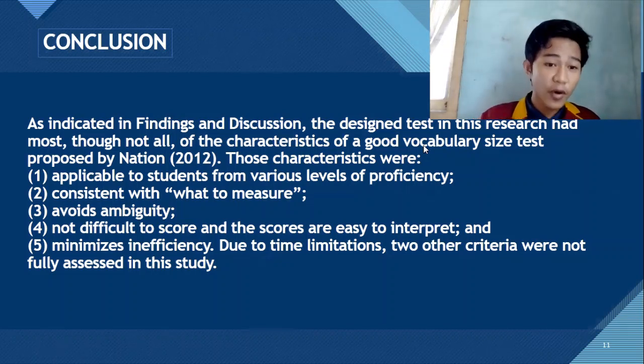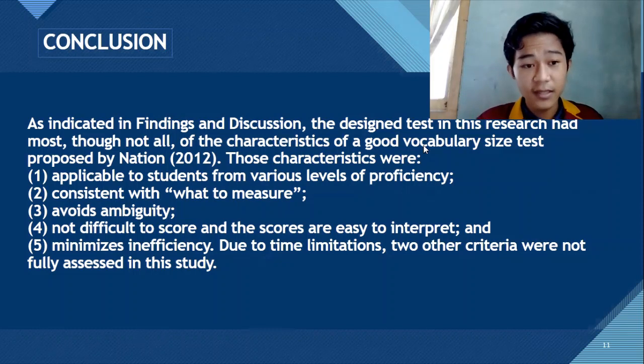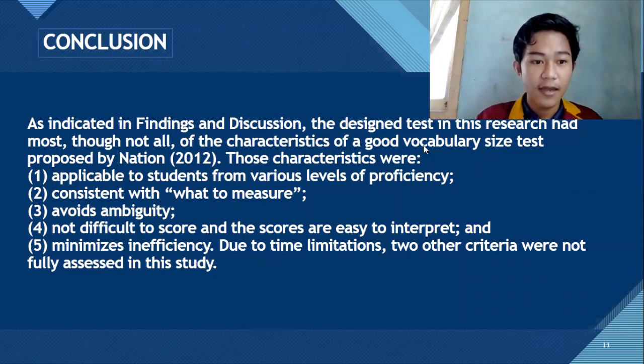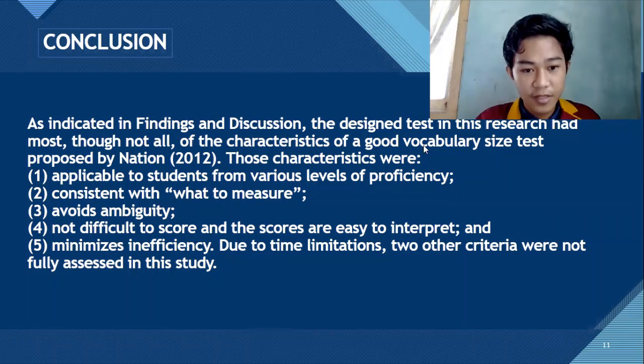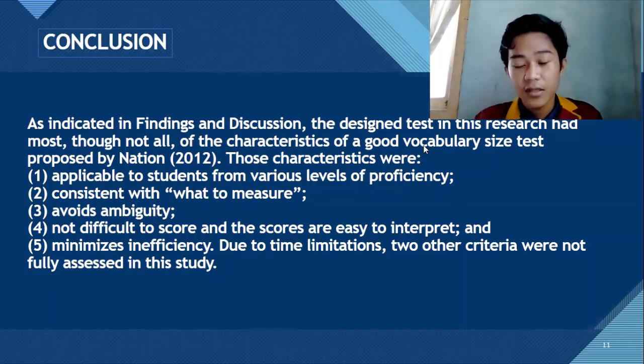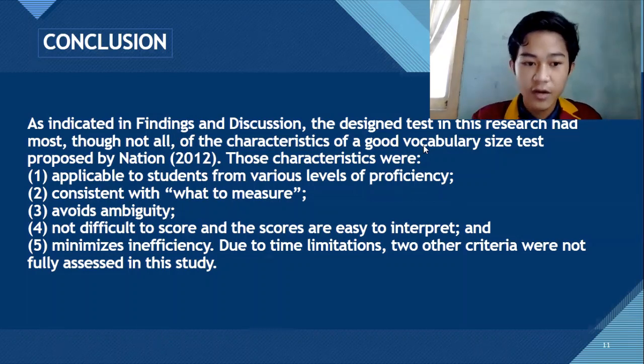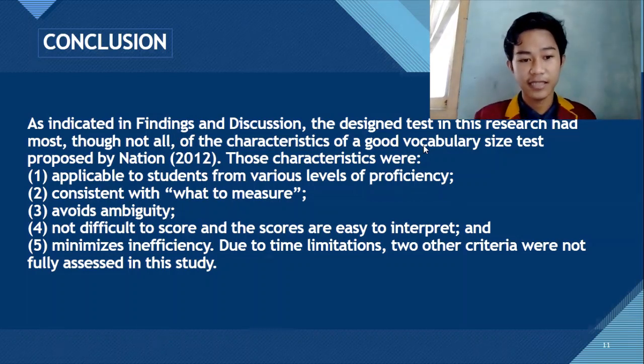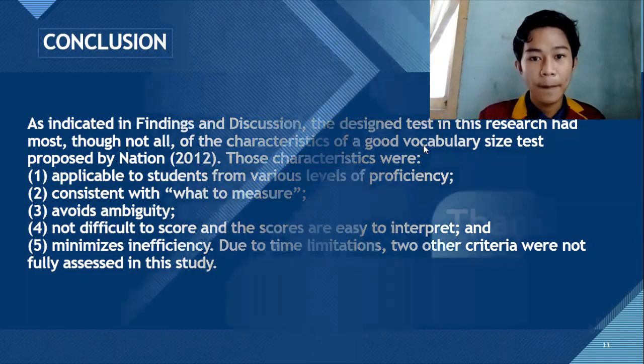The third is avoids ambiguity. The fourth, not difficult to score, and the scores are easy to interpret. And the fifth, minimize inefficiency due to time limitations. Two other criteria were not fully assessed in this study.